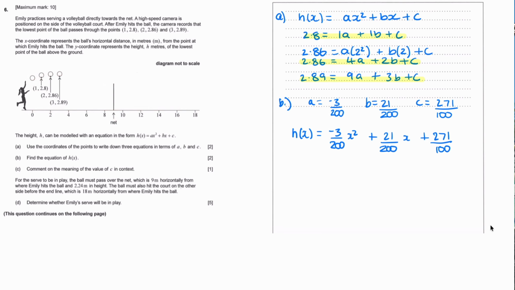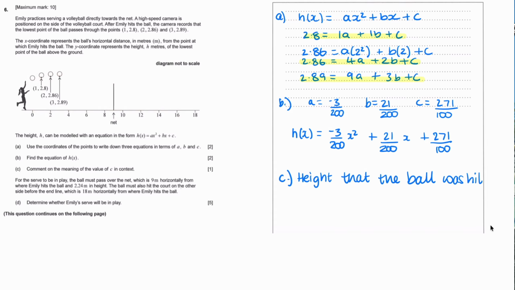And then part C says comment on what the value of C means in context. So C is my y-intercept. Okay, so C is my y-intercept, and my model is matching the height of the ball against the distance of the ball. Where the model starts at the 0, that is the point where Emily is standing. So it's just at the height that the ball was hit. So height that the ball was hit, and that's what the C value means in context.